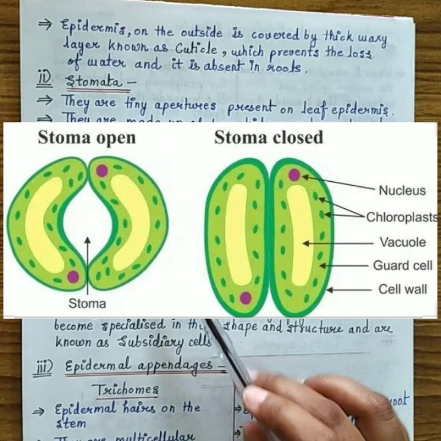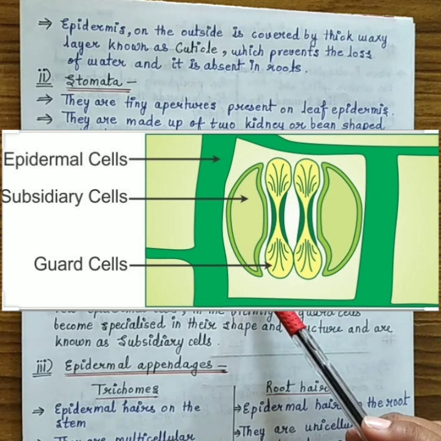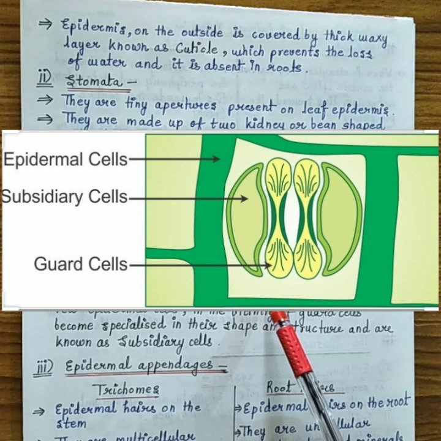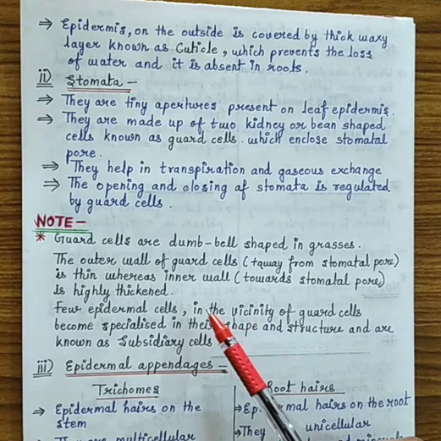Now, guard cells, we've studied that they are kidney shape or bean shape, but there are some exceptions. Guard cells are dumbbell shaped in grasses. Grasses mein, they are not kidney shape or bean shape, they are dumbbell shaped. And the outer wall of guard cells, that is the wall away from the stomatal pore, jo stomatal pore se bahar ki taraf hoti hai, us wall ko hum outer wall bolte hai, and which is towards the stomatal pore, us wall ko hum inner wall bolte hai.